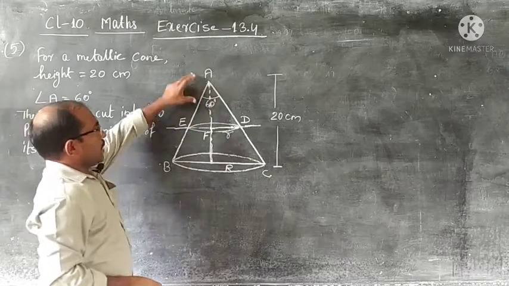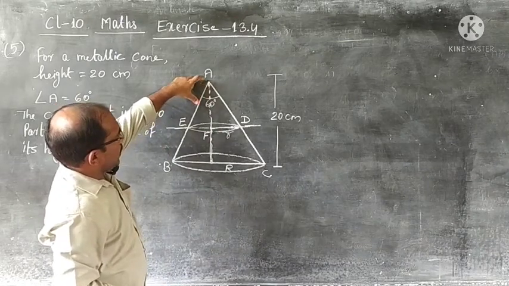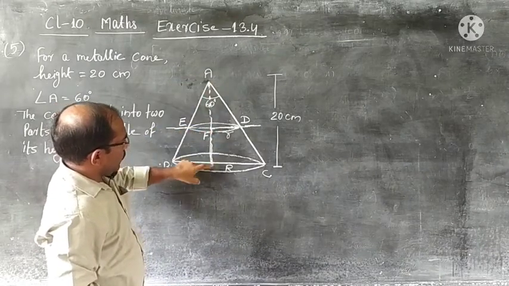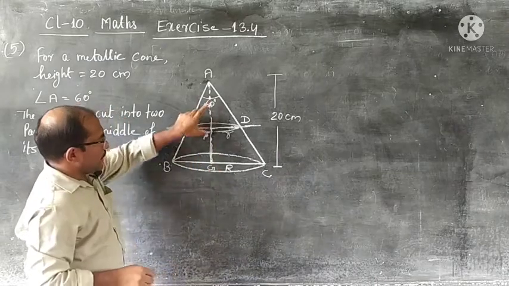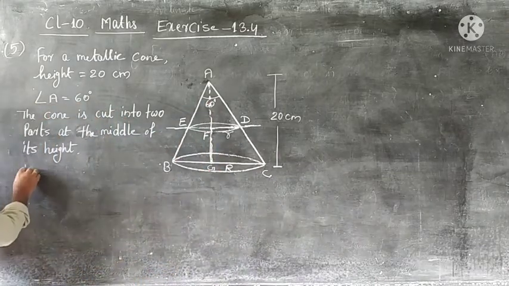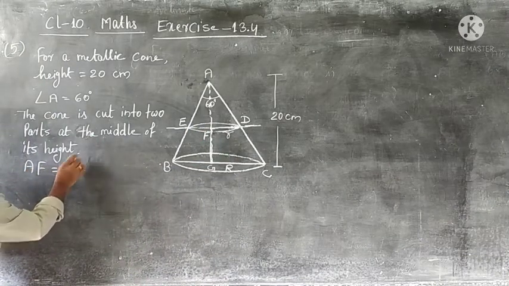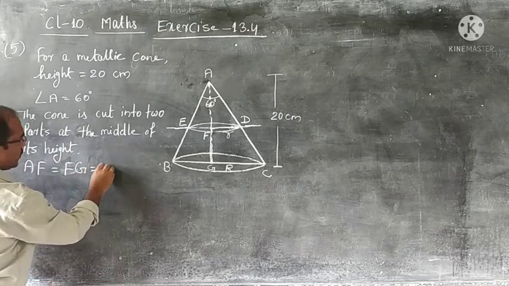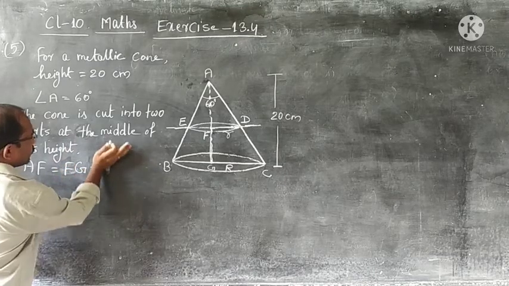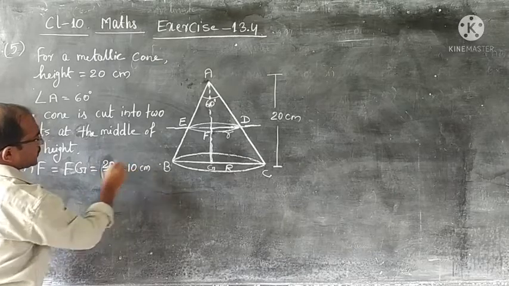Let's see the figure now. We have given names to the various vertices or points. AF will be equal to FG. Let's go with that. We will write what we see in the figure. So AF will be equal to FG, that will be 20 by 2, which is 10. Also we can show here it will become half, 10 centimeters.